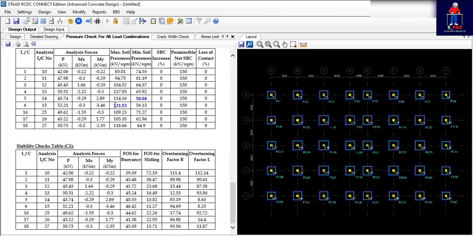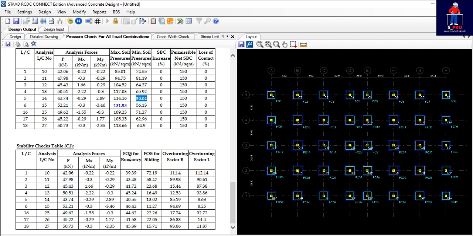So this is the maximum, 131, and it is passing because our assumed soil pressure is 150. You can see, the minimum is 50. Okay, so that's the bearing pressure check. Now the stability check table.